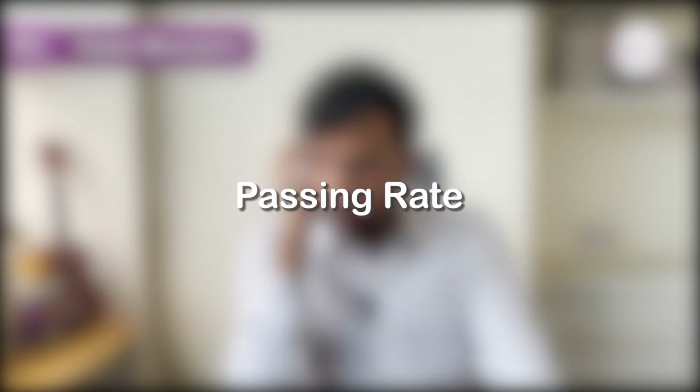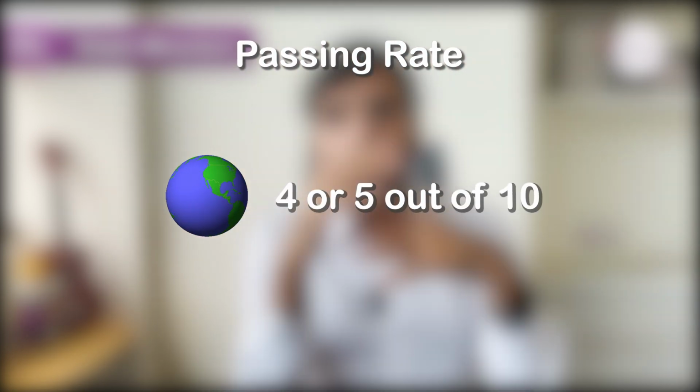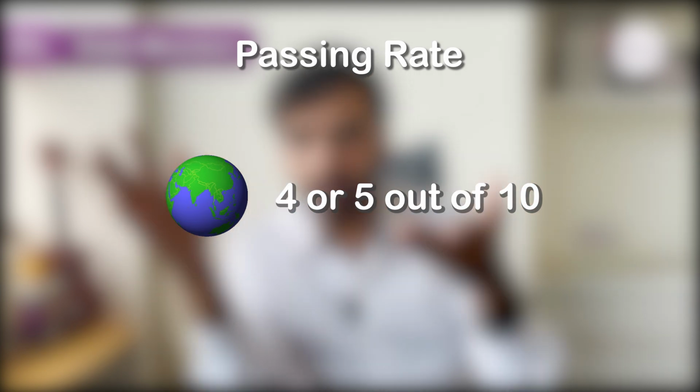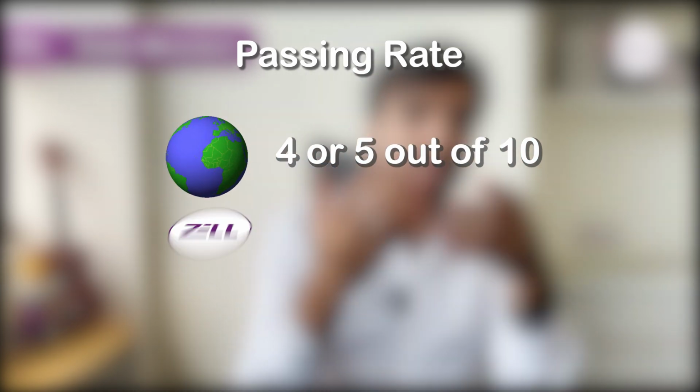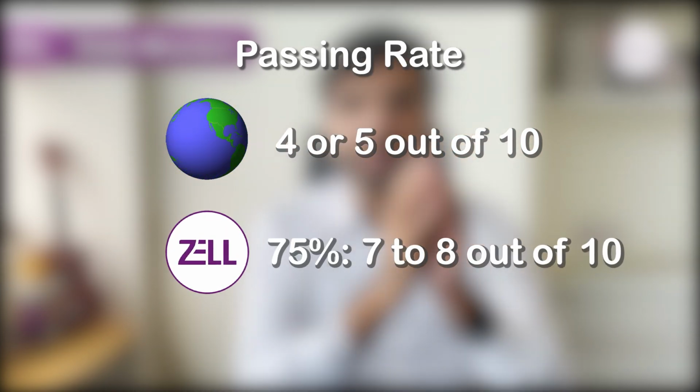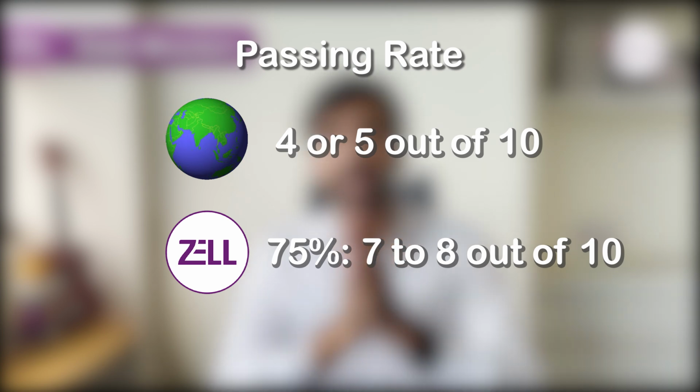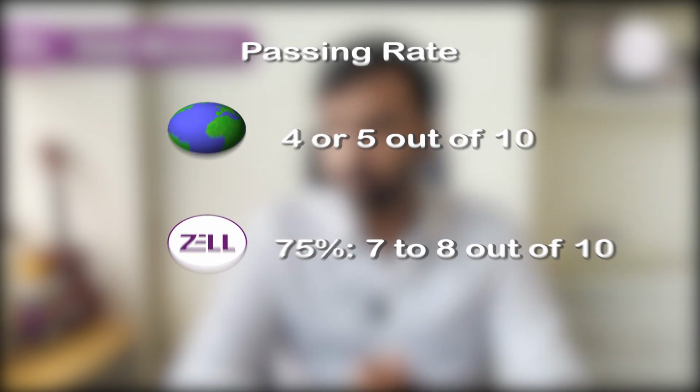Now, when it comes to the passing rate, what I mean by passing rate is how many people end up clearing the CMA exam. So at a global level, in a class of 10, 4 or 5 students end up clearing every exam. Whereas at Zell, we have a 75% passing rate, which means for us, 7 to 8 out of 10 people end up clearing the CMA exam.